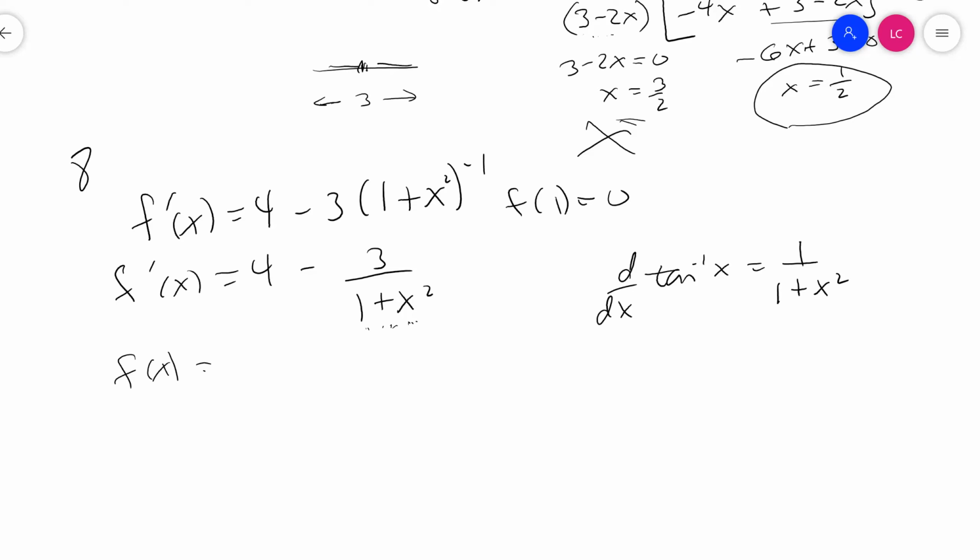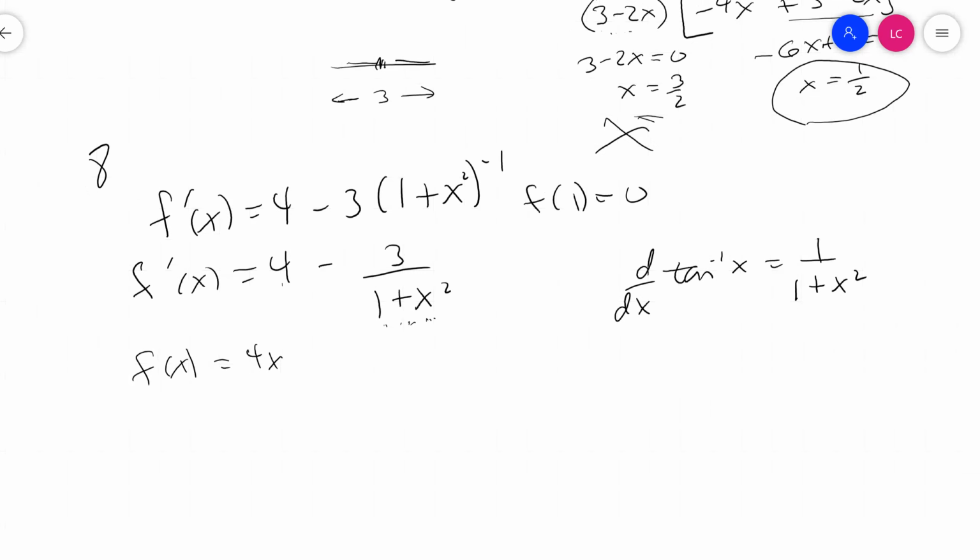So f of x will be the antiderivative of 4, which will give me 4x. The antiderivative of this will give me, carry along the -3, and then take the antiderivative here, and I get inverse tangent of x plus c. Okay, so remember, this is the information to help you solve for c. So I'm going to plug in x equal 1 and put in y equal 0.